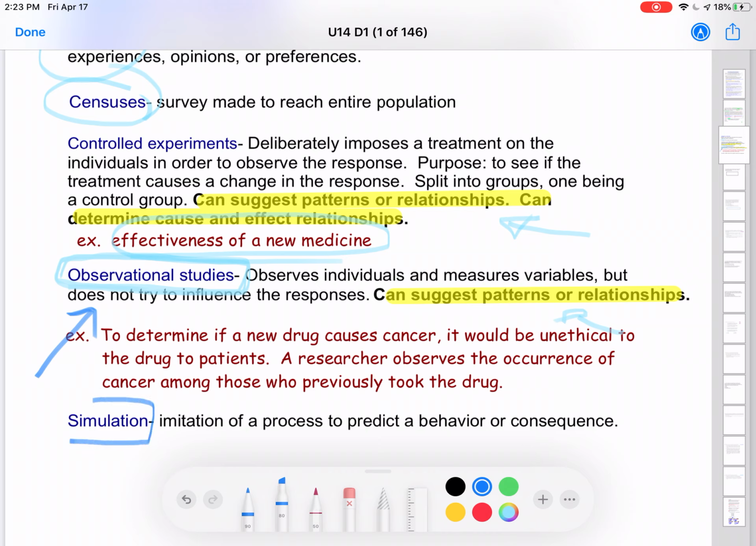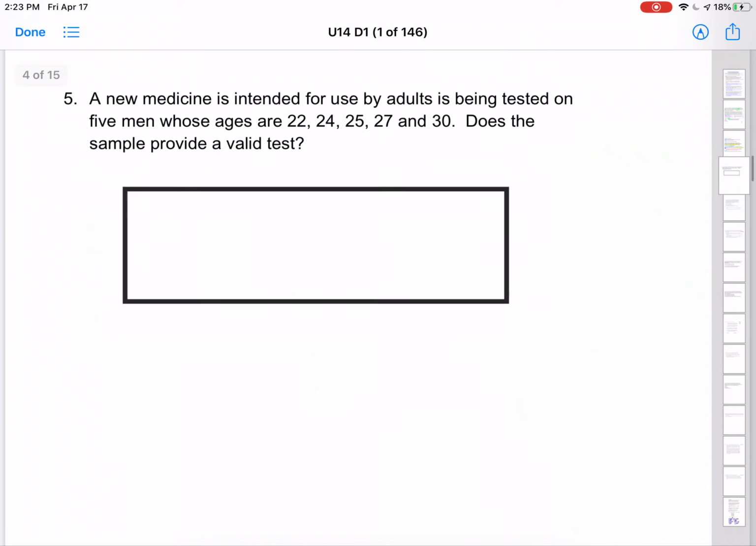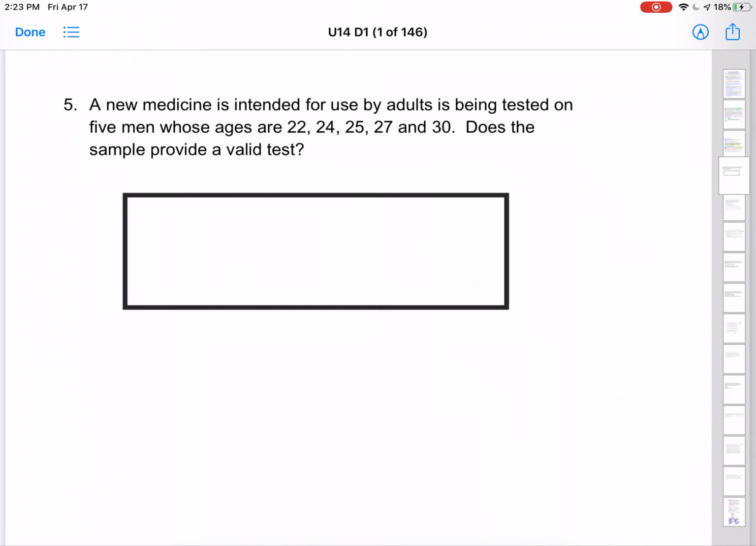And then a simulation. A simulation is where we imitate a process to predict a behavior or a sequence. And we'll talk more about that in some other lessons. All right, so let's just do a couple of questions here.